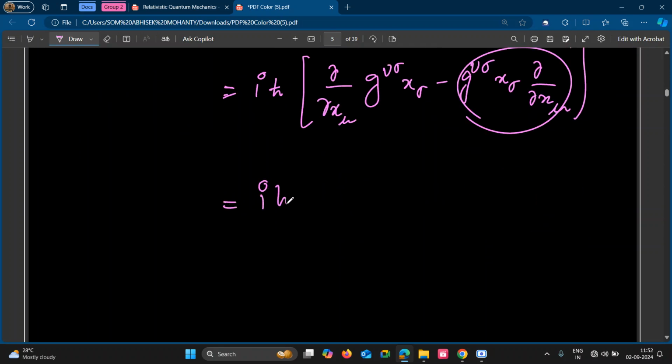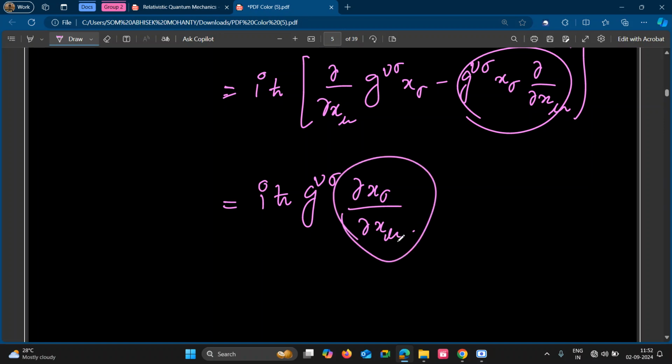So i h cut g nu sigma, del x sigma by del x mu. Okay, so this has another notation in tensor analysis. So again, if you want tensor analysis, then only I will do it. Otherwise, I'm not going to do it. If you tell me in the comments, then only I will do it. This has a delta mu.